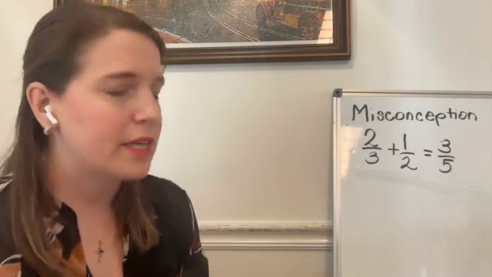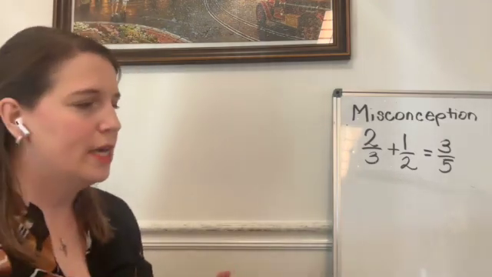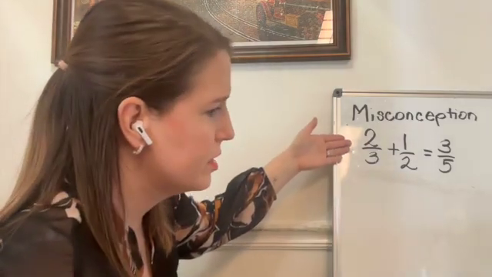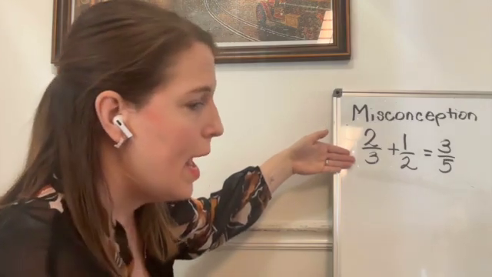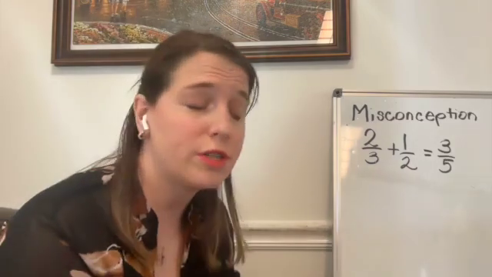So the first thing that I would do when given this misconception is I would talk to my student and I would say, you're on the right track here. But with our fractions, we have to look at the denominators, which is the bottom number. And here, our bottom numbers are 3 and 2, which are different.